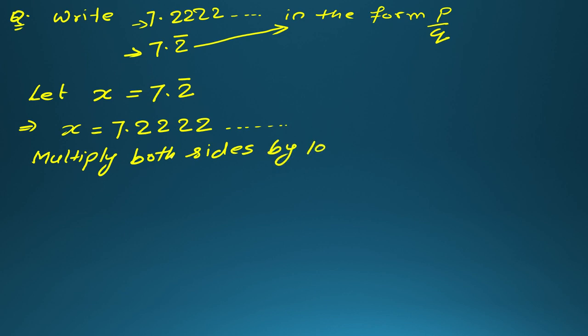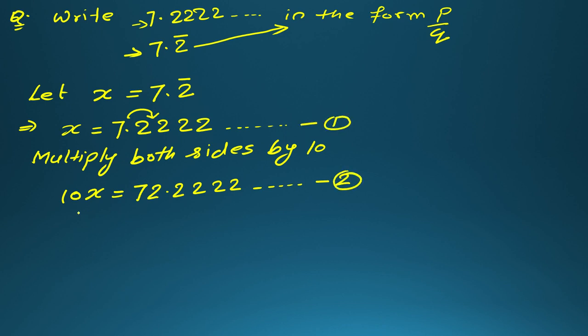My dear students, when you see such videos, what you will do after this step is pause the video. Like I write here, multiply both sides by 10. Just to check your calculation, pause the video and write it yourself. By this your mathematics will be very good. So x multiplied by 10 means 10x, and if you multiply by 10 on the right hand side, the decimal point will be shifted one place to the right. So it will become 72.2222 and so on.